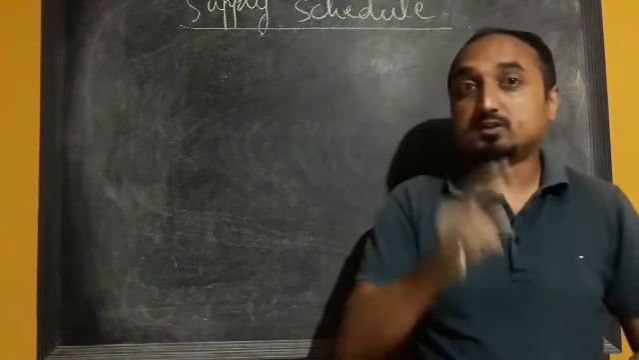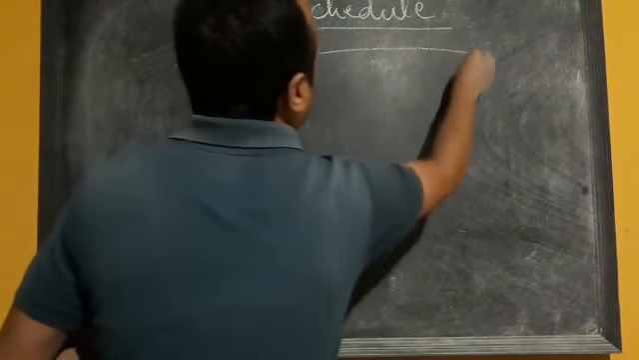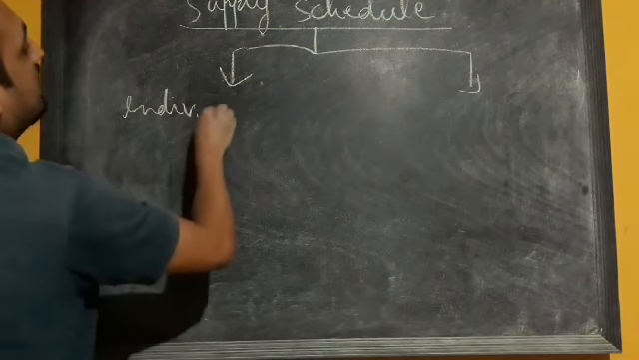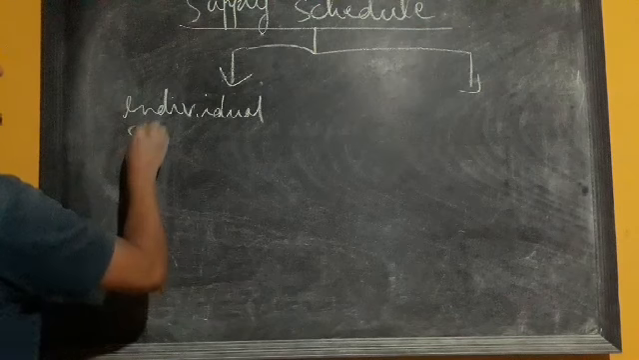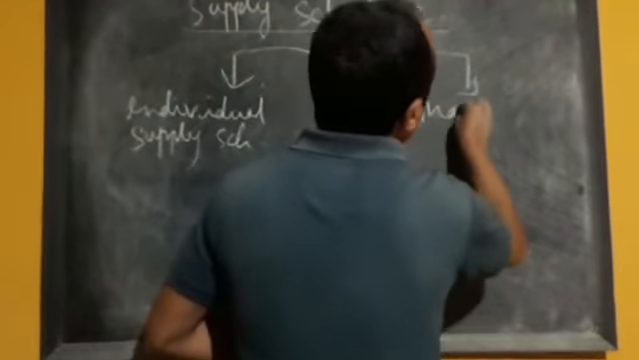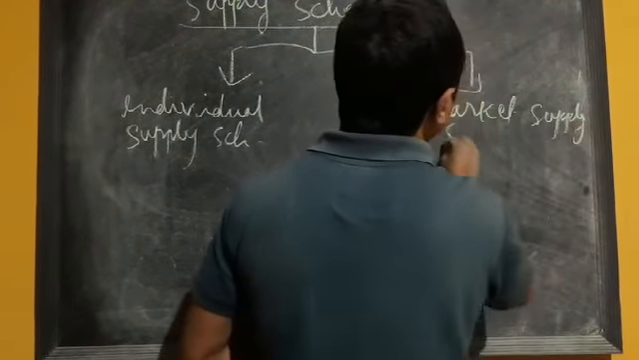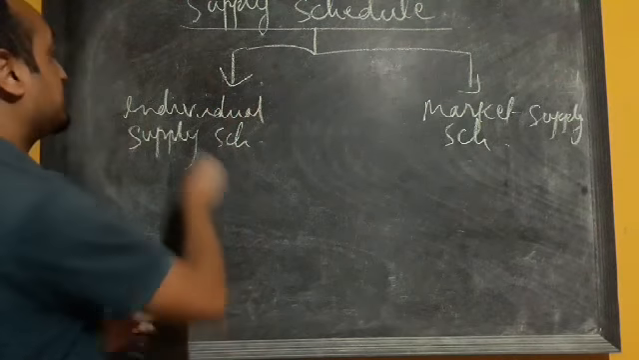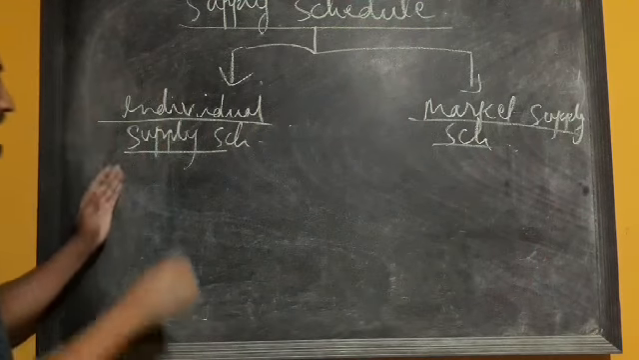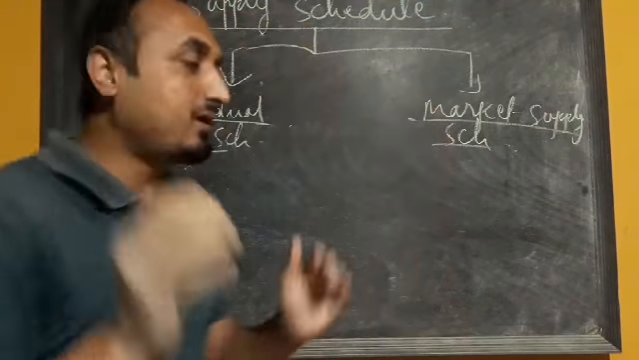Now supply schedule is of two types. One is called individual supply schedule, and the second one is market supply schedule. Now you have to understand the terms individual supply schedule and market supply schedule. So I will explain individual supply schedule and market supply schedule with a brief example.